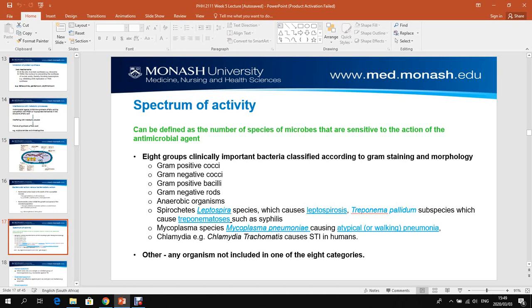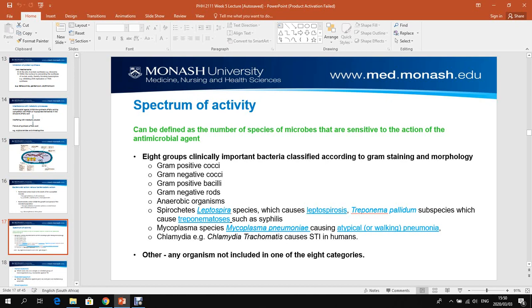Also, you can also have what we call anaerobic organisms, which are microorganisms that grow in environments without oxygen, anaerobic environment. You can also have what we call spirochetes species, which can cause, for example, leptospirosis, and which basically can cause trypanomatosis, such as syphilis, which are sexually transmitted diseases. These are also a different group of microorganisms. And this followed by mycoplasma species. Mycoplasma species basically are microorganisms that they cause, for example, pneumonia.